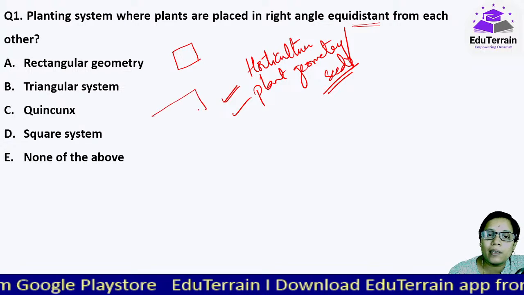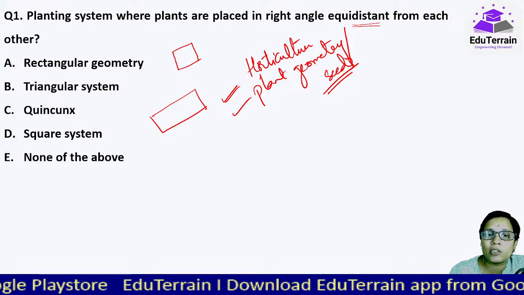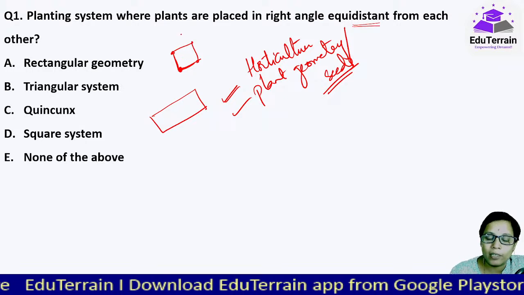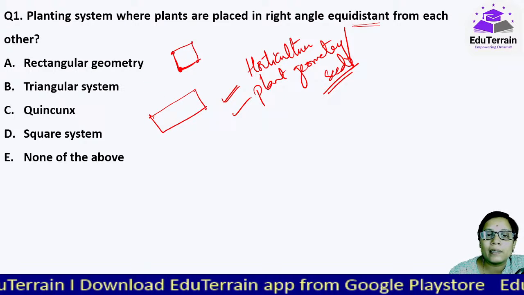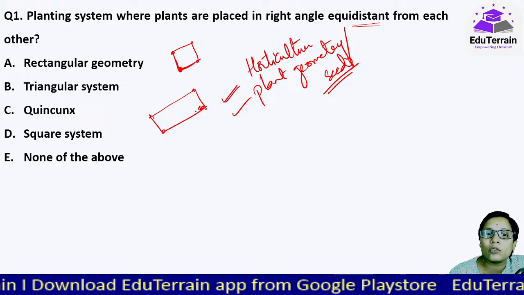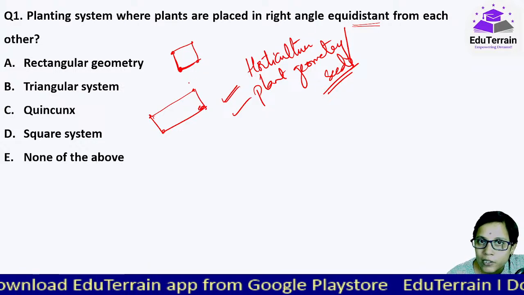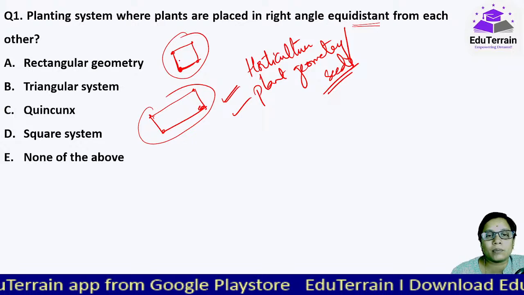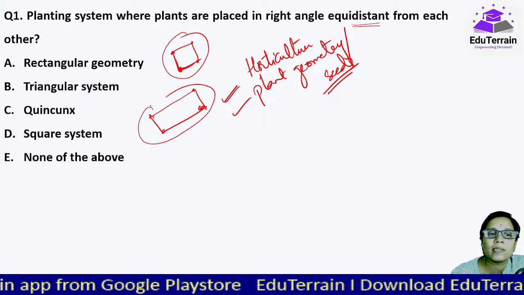Rectangle में क्या है, इस तरह से होता है, it's not equidistant from each other, right angle to each other. Okay, it is a square one, and here in this case it is the rectangular one, though right angle to each other but they are not equidistant to each other, so it would be rectangular. ये हो गया, ये square हो गया. This is the answer for this.